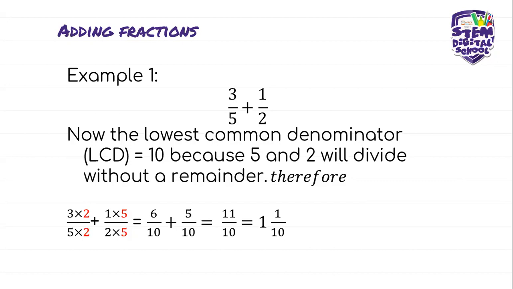And of course, you can tell that if you add 3 over 5 plus 1 over 2, which is half, there are learners who sometimes make a mistake. And the mistake is as follows. They add 3 plus 1 because those are the numerators, and the learner will say it's 4, and thereafter add 5 plus 2, which is 7. And the learner will say the answer is 4 over 7. Please note that is not correct.